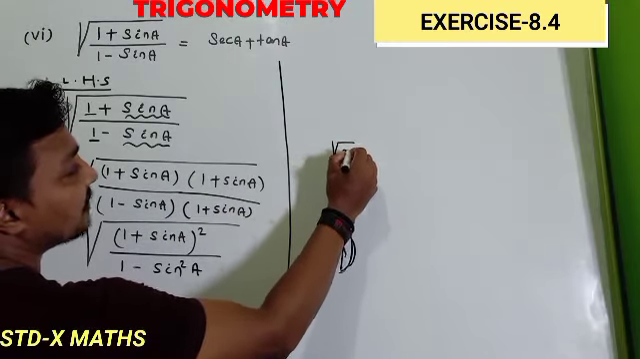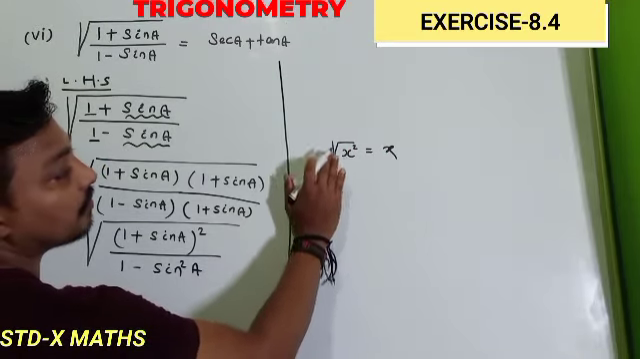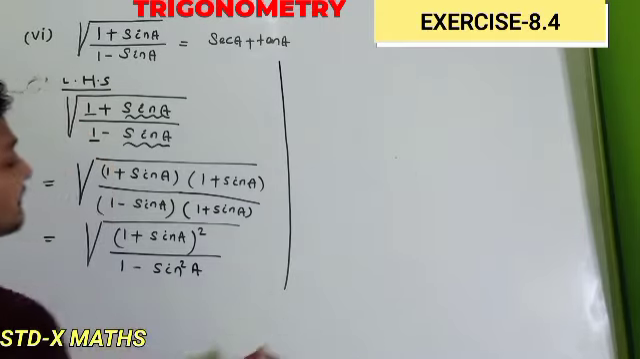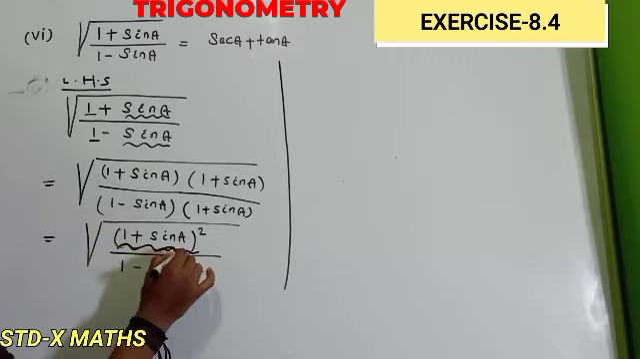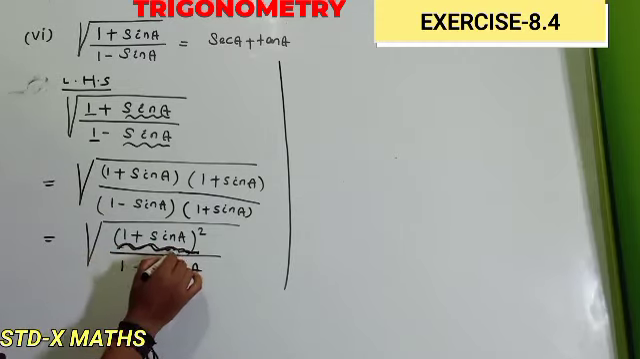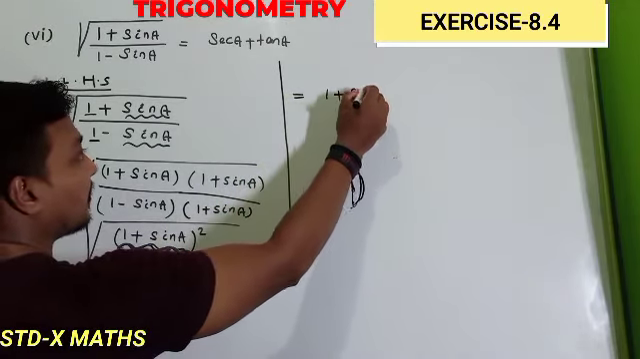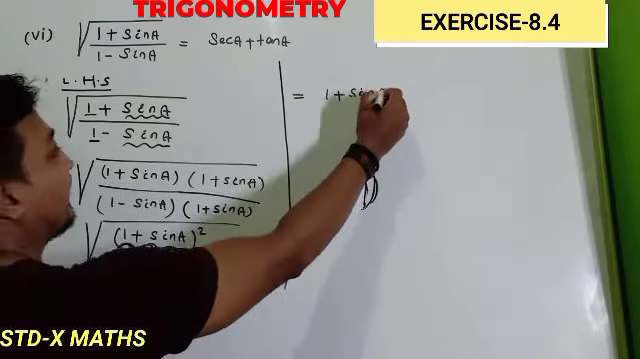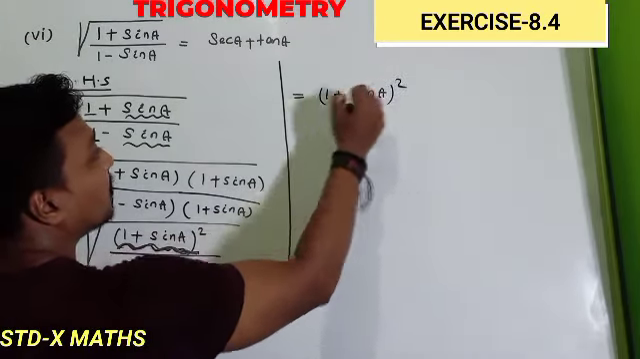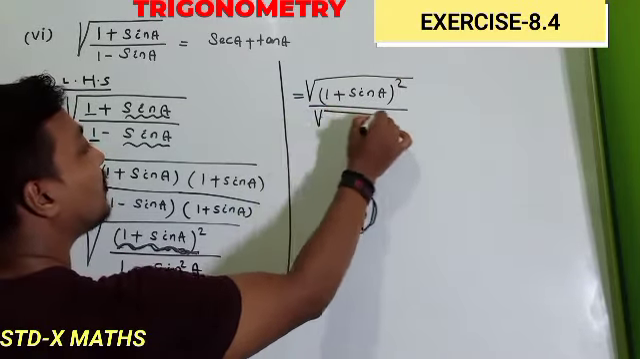Ready? And remember another thing: root over x square is x. Root over x square is x. In the same way, here it is the root of a perfect square. So I am directly writing 1 plus sin A in the numerator. Actually it means root over of the numerator divided by root over of the denominator.